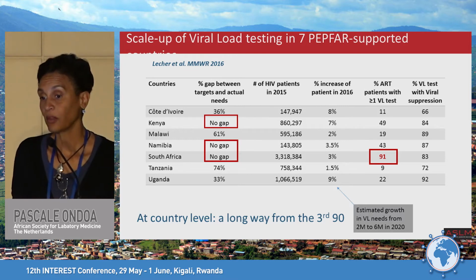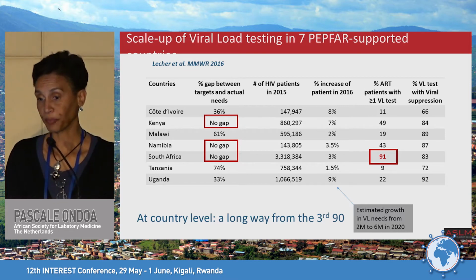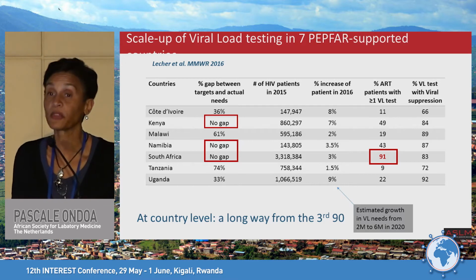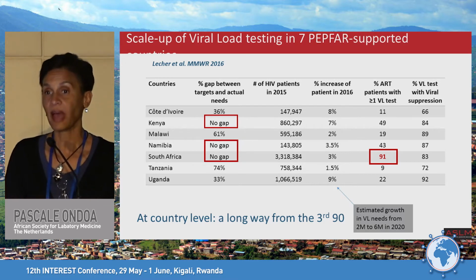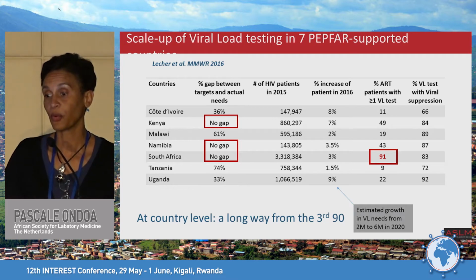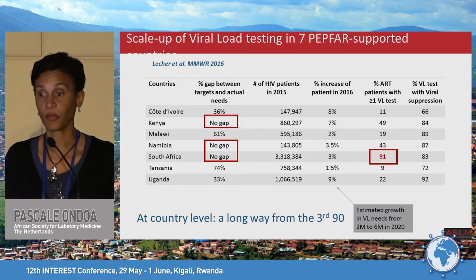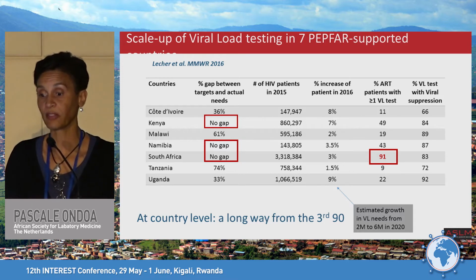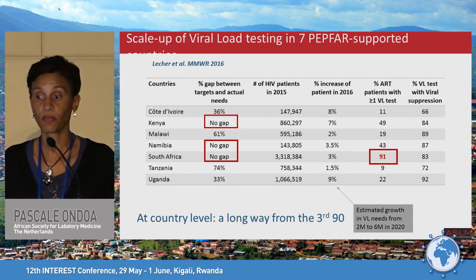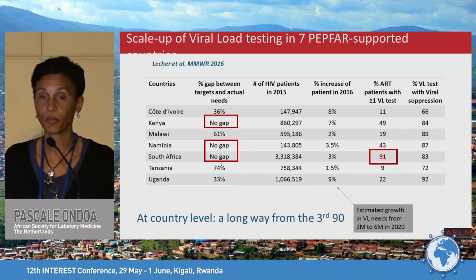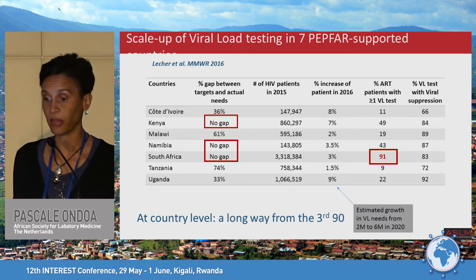But when we look at whether or not this gap, or this lack of gap, actually translates into the percentage of patients that receive at least one viral load test per year, we see that some countries are doing well, like South Africa, but in Côte d'Ivoire, for example, we are really a long way from the third 90, as only 11% of the patients receiving treatment receive a viral load test.